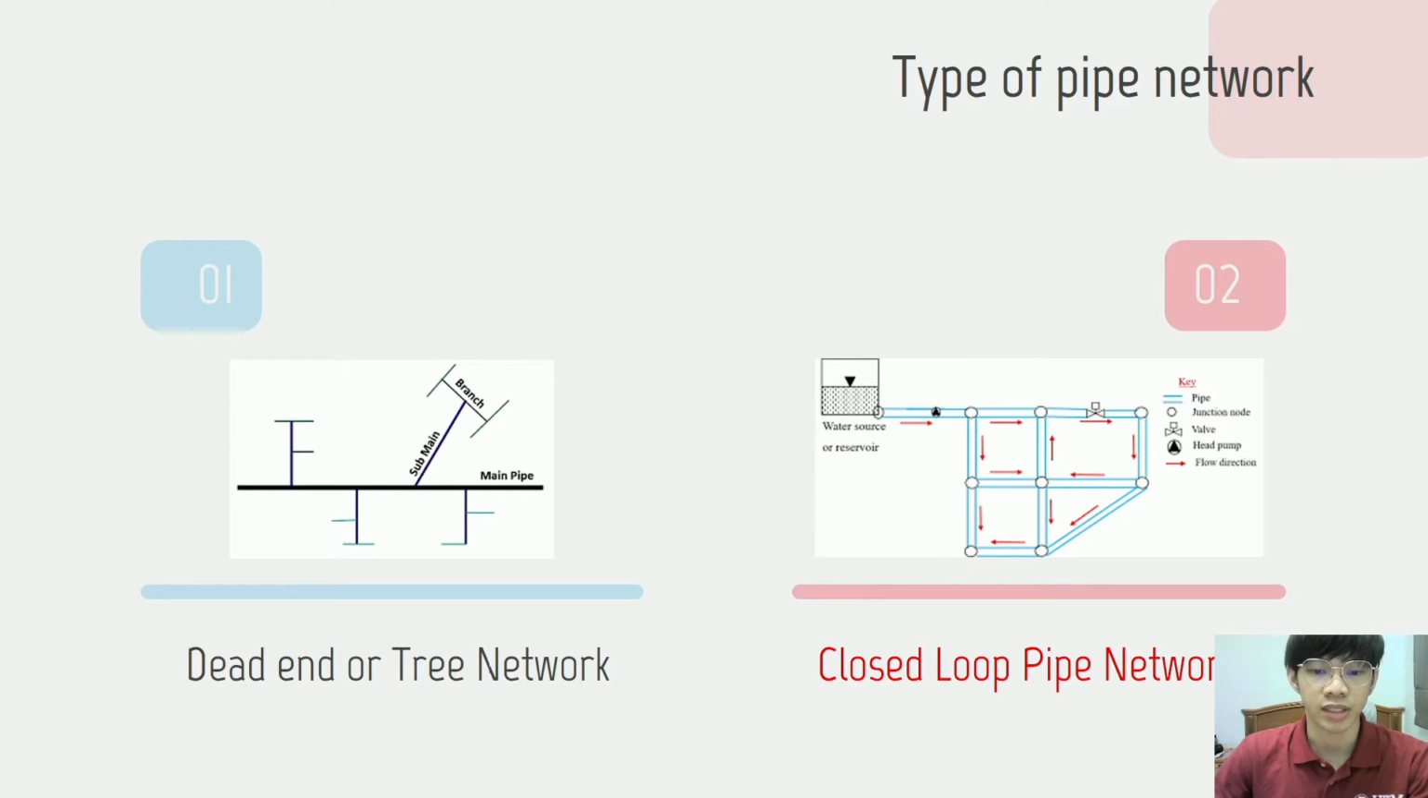When we are doing the design work, there are two types of pipe network that we can choose: dead-end network or closed-loop pipe network. In our case, we chose to have closed-loop pipe network because when one of the pipes is broken, another pipeline is still able to transport the water.